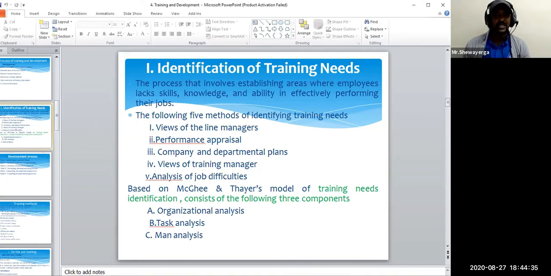So we'll see the first step of training, which is identification of training needs, a process that involves establishing areas where employees lack the skills, knowledge, and ability for effectively performing their job as per our job analysis. Because one of the outputs of job analysis is skill, knowledge, ability, competency, and in general job description and job specification.